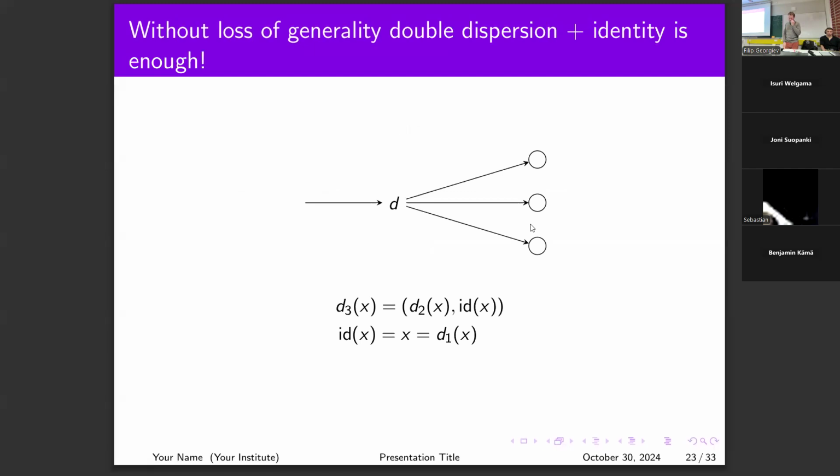Similarly, for the dispersion, we don't really need anything other than the double dispersion and the signal, which is the identity, because we can always replace it like this. Instead of dispersing the variable into 3 parts, we can always have it dispersed twice into 2 parts, and then again. And so we don't really need to use these more complex dispersions. This will be handy when we prove things about backpropagation.